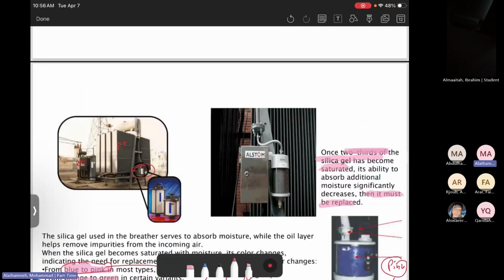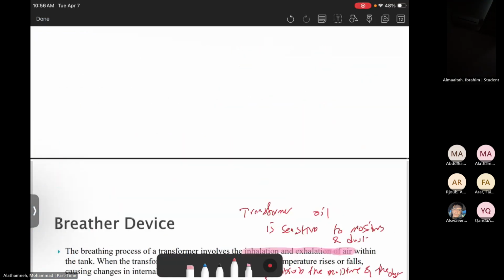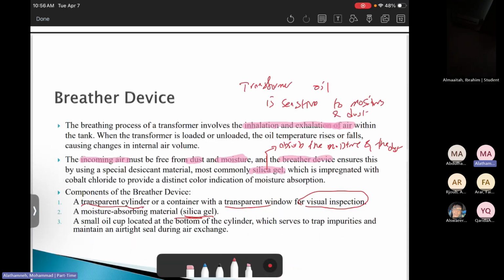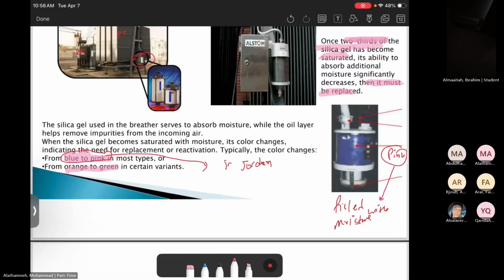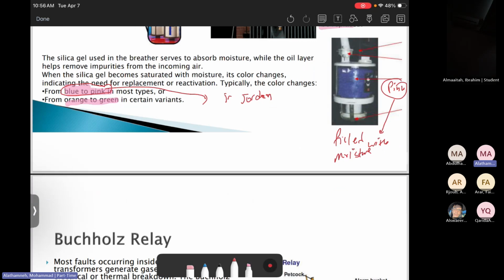Okay, I'm not sure. Do I have an image or picture for this? I do think we have one for the silica gel, but just make sure. I mean, it's not pink.